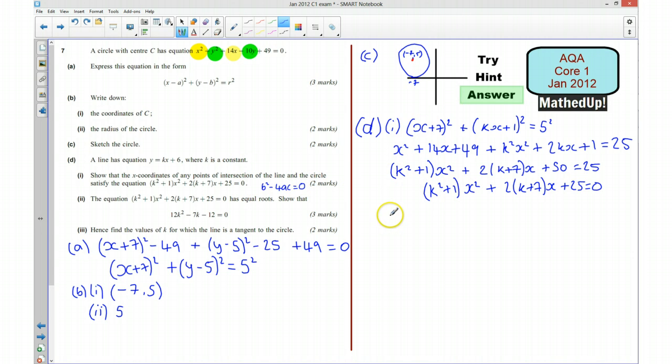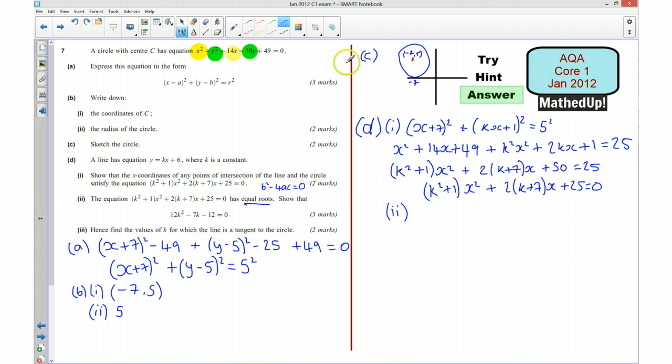Okay, for the second part of this, I want to show that this equation here, which I'm told has equal roots, can be written in this form. The key thing is that it has equal roots, and we said that tells us that b squared subtract 4ac has got to be equal to 0.